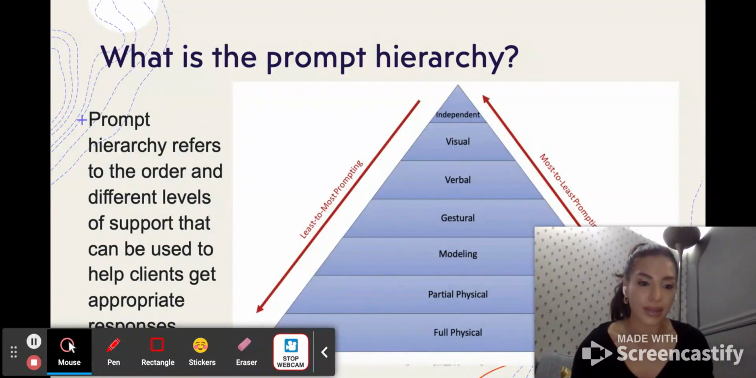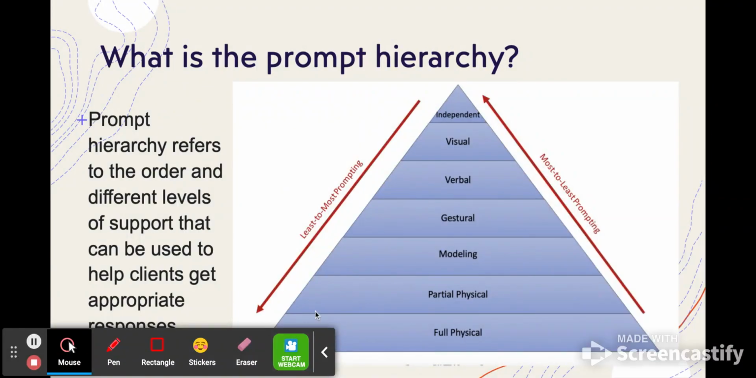So, what is the prompt hierarchy? Here is a visual of the prompt hierarchy. The prompt hierarchy refers to the order and different levels of support or prompting that can be used to help clients get the responses that are being asked of them. Prompts are the main activity utilized in applied behavioral analysis. In the field, it is frequently used. They are also used by everyday people, often without their knowledge. This applies to practice in every age group and in various stages of learning abilities.